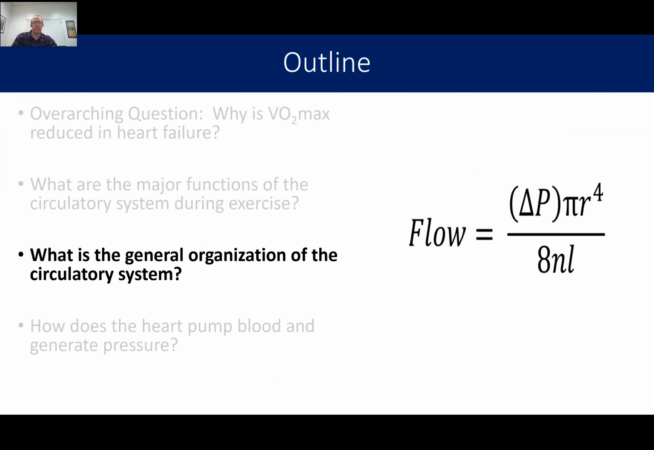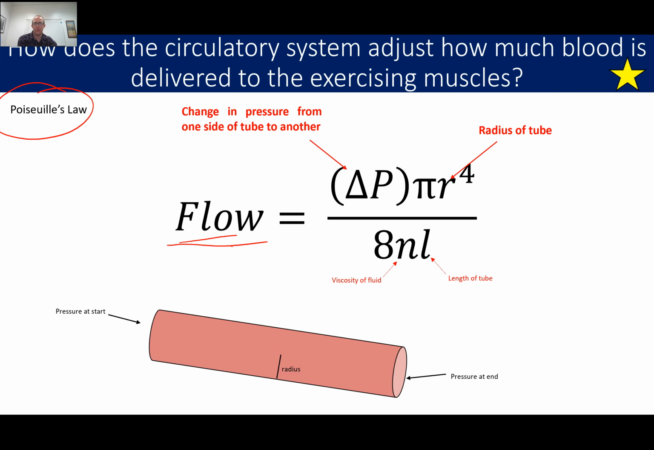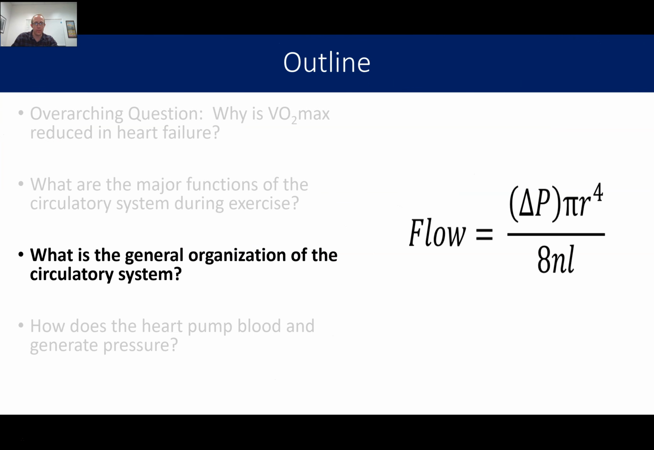Now, let's talk about the organization of the circulatory system. All right, first off, why did I talk about all this? The circulatory system is all about flow and transport, right? And these are the variables, primarily these two, that your circulatory system is going to manipulate to deliver heat, to deliver oxygen, to deliver CO2 where it needs to go. It will manipulate pressure changes and radius changes, and that's how it dictates what gets transported where. This Poiseuille's law is super important for that.